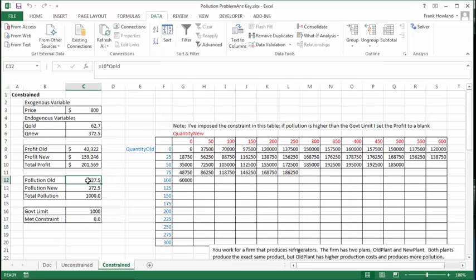We're producing 627.5 tons of gunk from the old plant, and producing 62.7 units of output, and 372.5 tons of gunk in the new plant. Total pollution 1,000. We exactly meet the constraint. This is the best we can do. If you look at the table here, 201,000. And the best in the table we got here is combination 50 and 400.